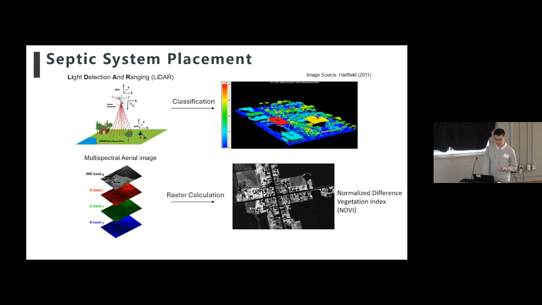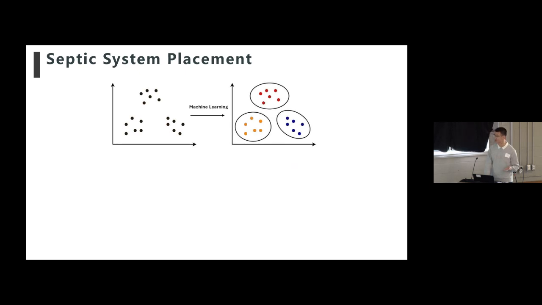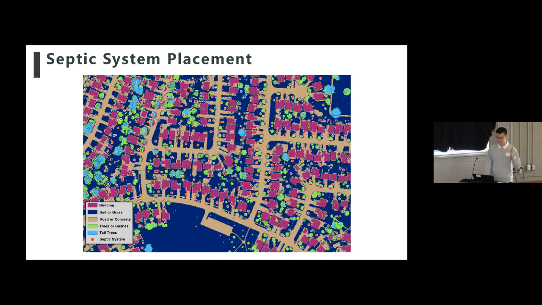Then we calculate another value called NEVI from the multiple aerial images. This value helps us distinguish the buildings and trees since it's very sensitive to the green color, and the green color comes from the chlorophyll A in the leaves. After that, we use a machine learning method to classify all the stuff, and finally we got 5 classes. You see here the dark red ones are the buildings. Then we place the septic systems near those buildings we identified.